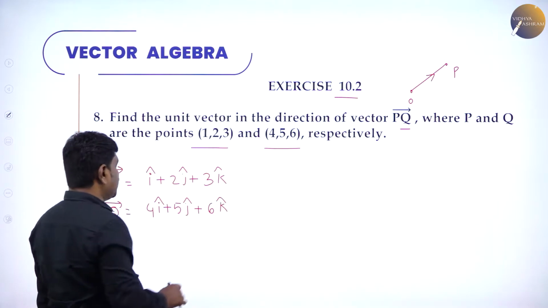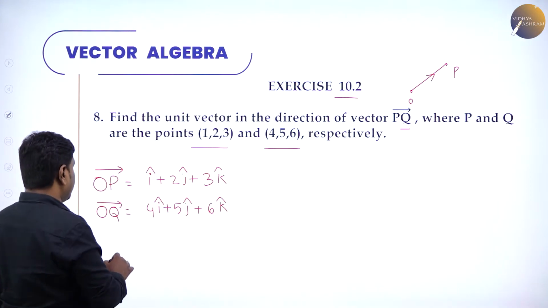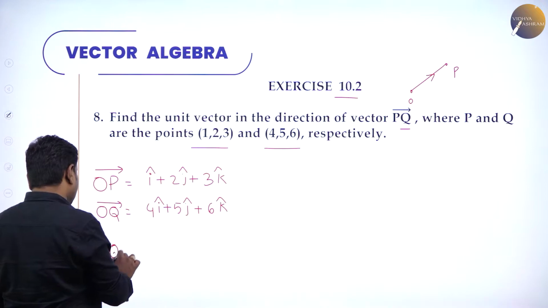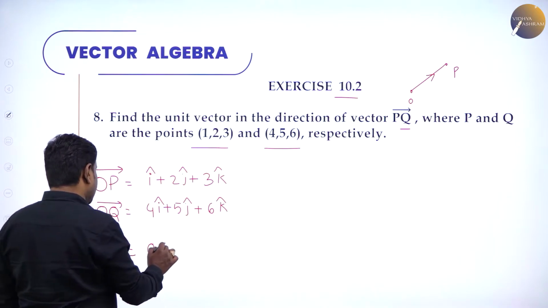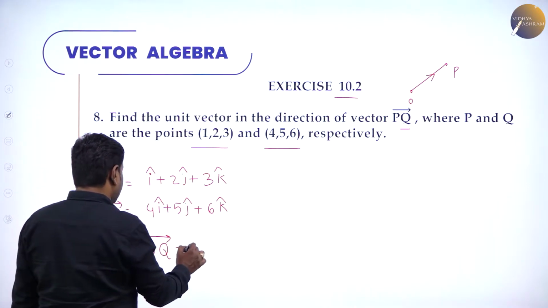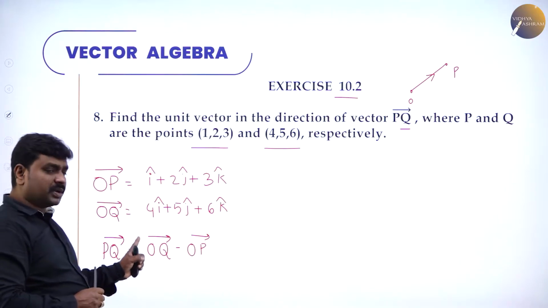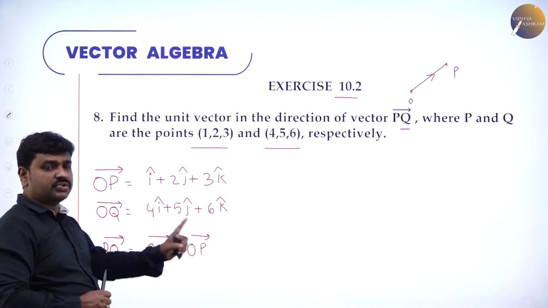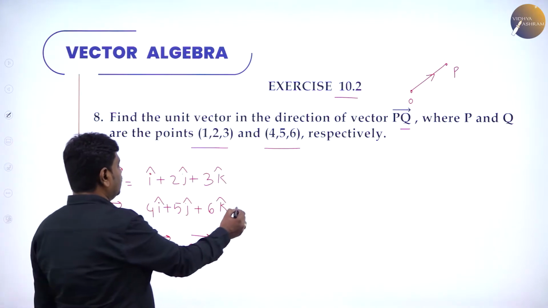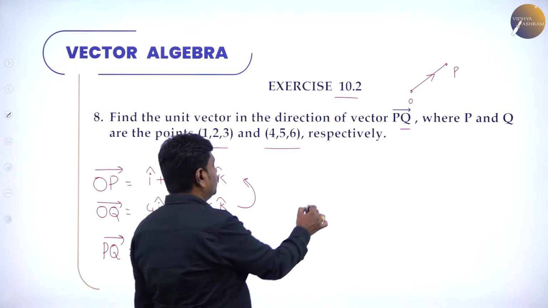So now you got OP and OQ. So now you find vector PQ. Vector PQ is OQ minus OP. Using the law of triangle of vectors, we can do this. So always any vector can be written as terminal position vector minus initial position vector. Means I need to subtract these two. So if you subtract, you will get PQ.